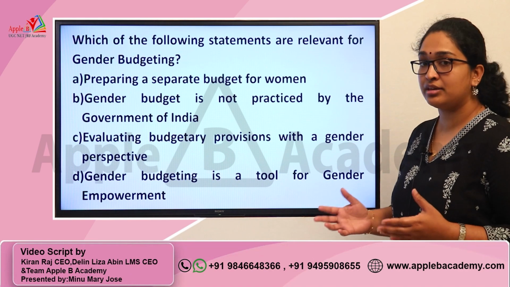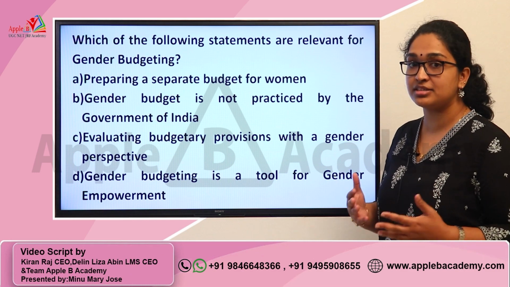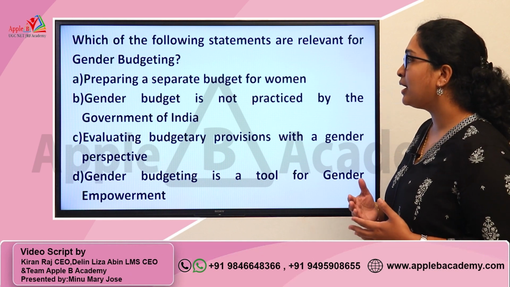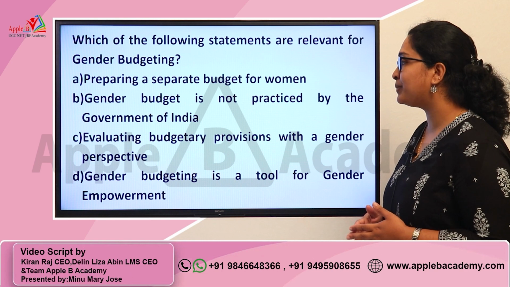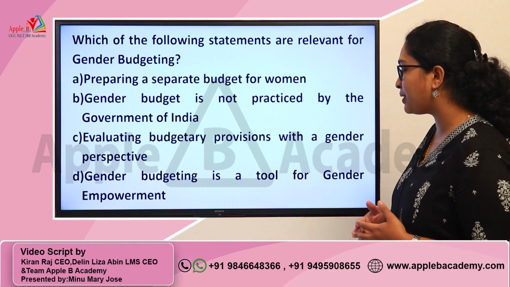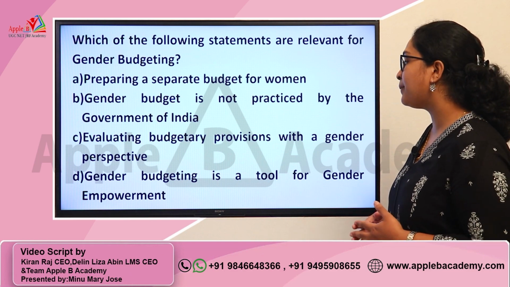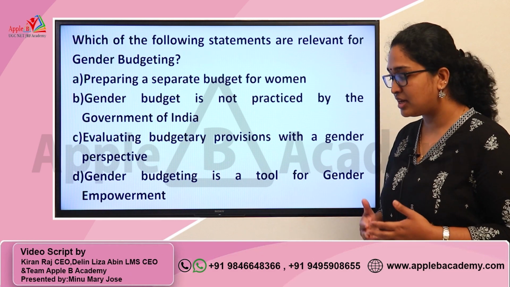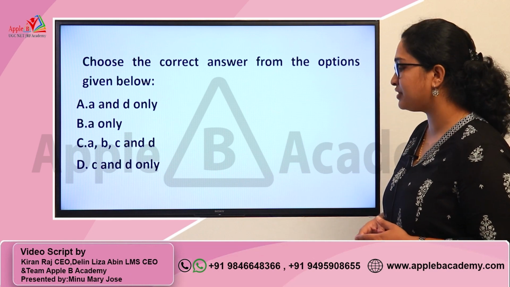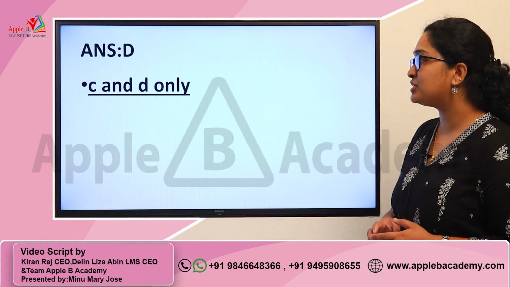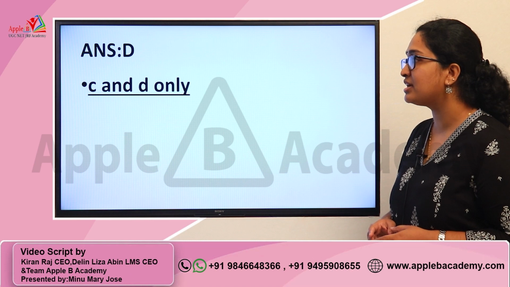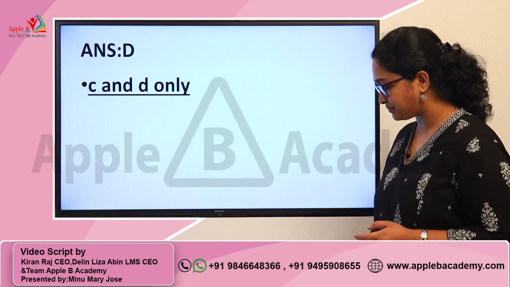The next question is about gender budgeting, which is also a question which has been asked in some of the previous year questions. Which one of the following statements are relevant for gender budgeting? Options are: preparing a separate budget for women, gender budget is not practiced by the Government of India, evaluating budgetary provisions with a gender perspective, gender budgeting is a tool for gender empowerment. Out of these options, we have to find out the correct statements, and from that the correct option is option D, that is C and D alone. The statements C and D are correct ones. The option is option D.